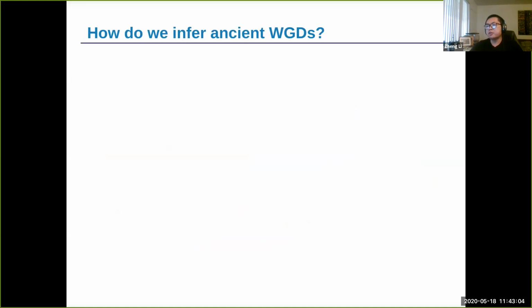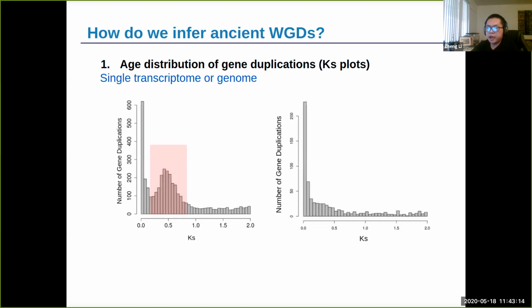So how do we infer these ancient whole genome duplication events? There are three major approaches that people have been using in genomic studies. Number one is the age distribution of gene duplications, also known as the Ks plot. The data required for this type of analysis is usually single transcriptomes or genomes, so you run a Ks plot for each transcriptome or genome. In this type of analysis, we look at peaks that result from the whole genome duplication event. If a species hasn't experienced a whole genome duplication event, we do not expect to observe those peaks in the histograms.